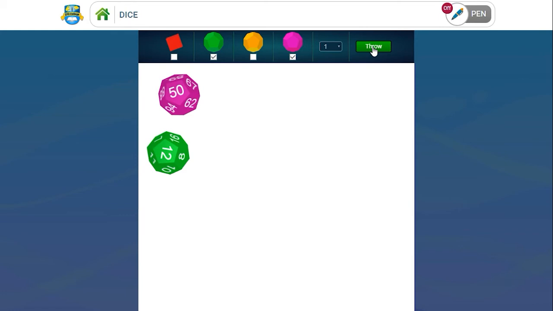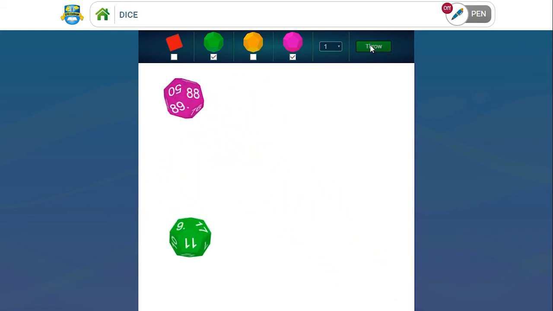Again, they write the answer and reveal it, throw the dice again. So you can do lots of subtraction, taking the green from the pink. So pink minus green, 88 minus 11, etc.